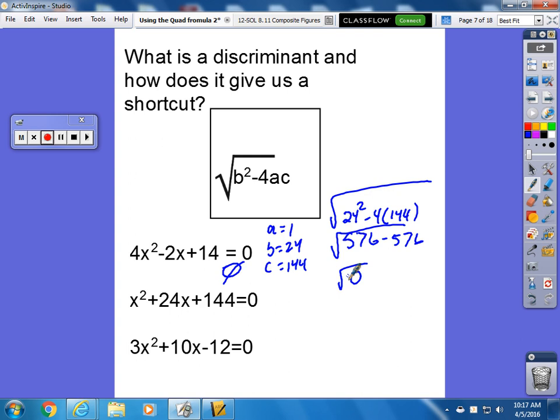So here on this one, you have a perfect square trinomial, and what you end up with under the discriminant, and that's the only part I showed you, was the fact that you end up with 0. And here you have one root, or one solution, as a solution to this problem.